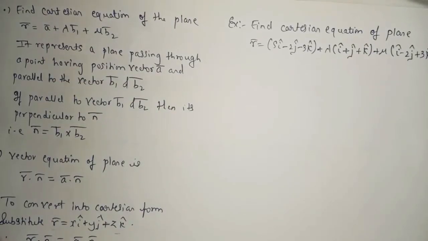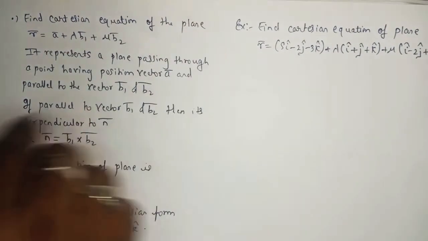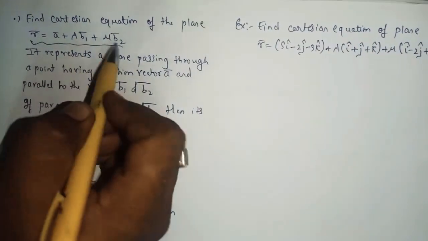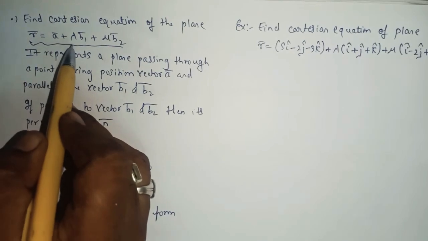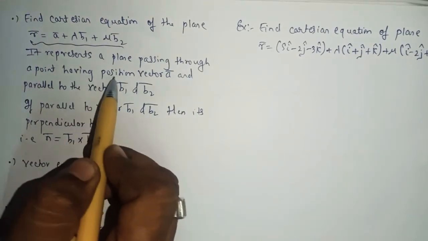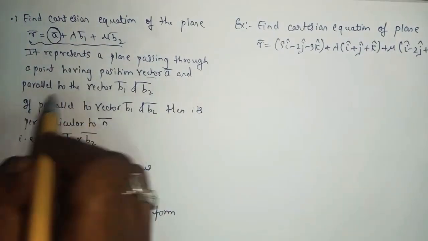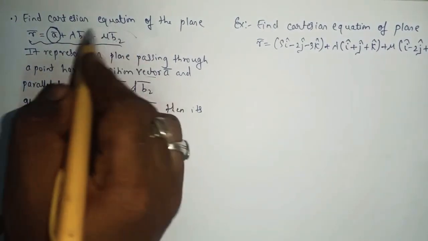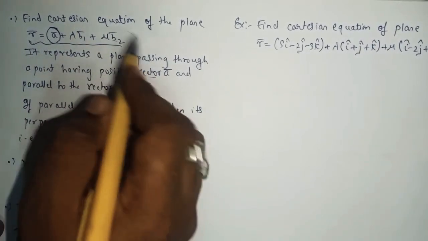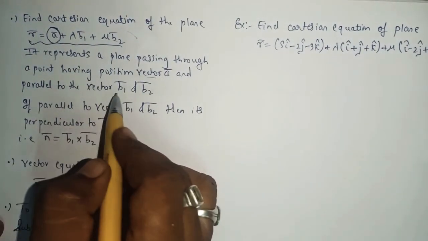And there is one more concept: find the Cartesian equation of the plane. The given equation will be in this form: r bar equals a bar plus lambda b1 bar plus mu b2 bar. It represents a plane passing through a point having the position vector a bar, and parallel to the vectors b1 and b2. In the line we used to say that b1, b2 are parallel vectors.